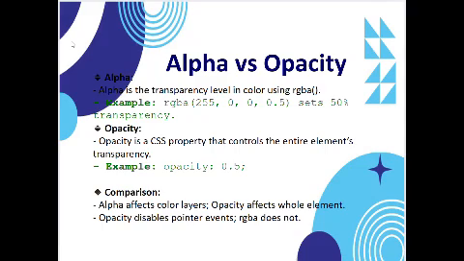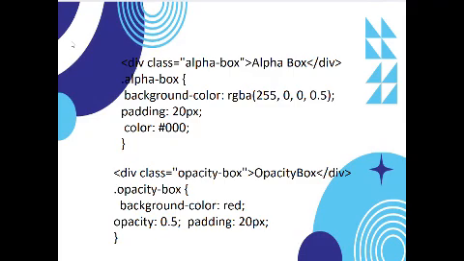Let's see an example of alpha and opacity. In alpha, the background color is rgba(255, 0, 0, 0.5), with padding of 20px and color black. Then we get a red box that is slightly see-through, but only the background is affected. Coming to opacity, the full red box including text becomes transparent, and click events won't work on it unless handled.